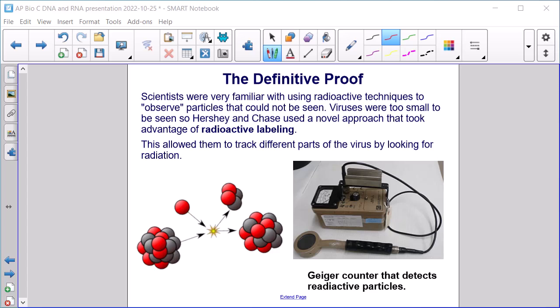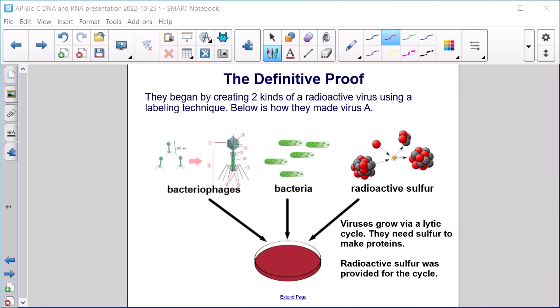Scientists were very familiar with using radioactive techniques to observe particles that could not be seen. Viruses were too small to be seen, so Hershey and Chase used a novel approach that took advantage of radioactive labeling. This allowed them to track different parts of the virus by looking for radiation. They began by creating two kinds of a radioactive virus using a labeling technique.